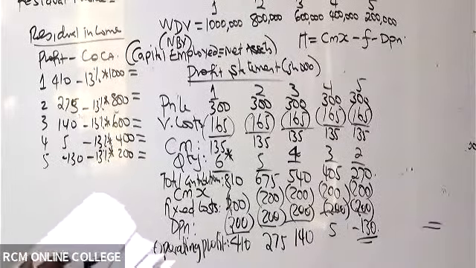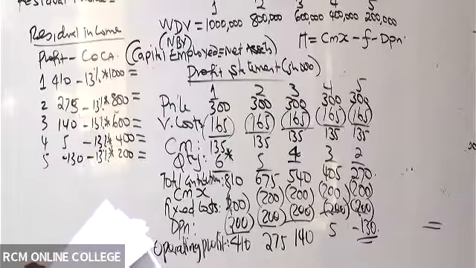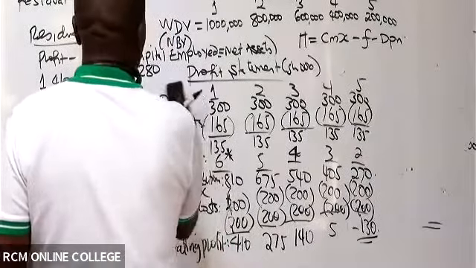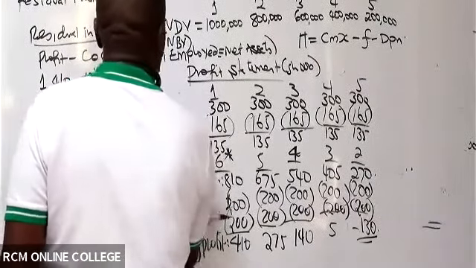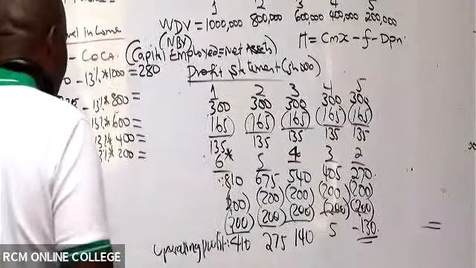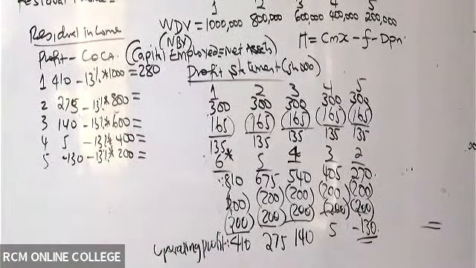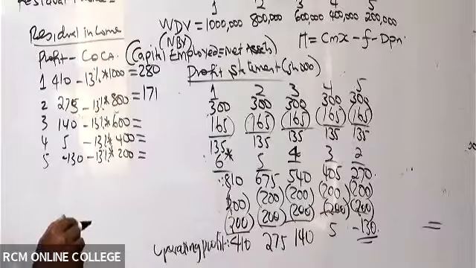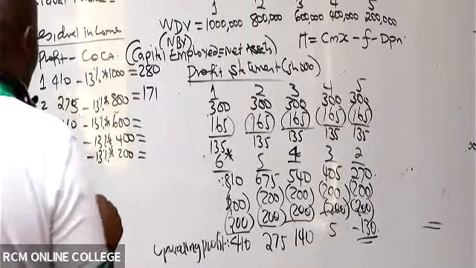The first residual income, according to Maggie, is 280. So go and pick the second one. This is really easy. The second one I'm being told is 171. How about the third one? 62 from Shayla.